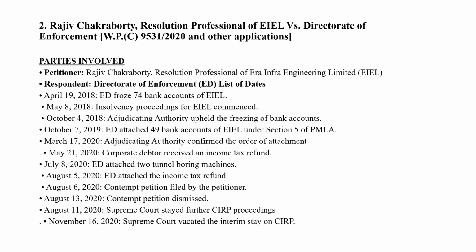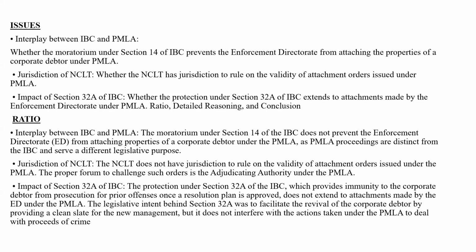The corporate debtor received an income tax refund, and ED attached two tunnel boring machines also. ED attached the income tax refund also. Then a contempt petition was filed by the petitioner. The contempt petition was dismissed and the Supreme Court stayed further CIRP proceedings. And the Supreme Court vacated the interim stay on CIRP. So this was the sequence of events.